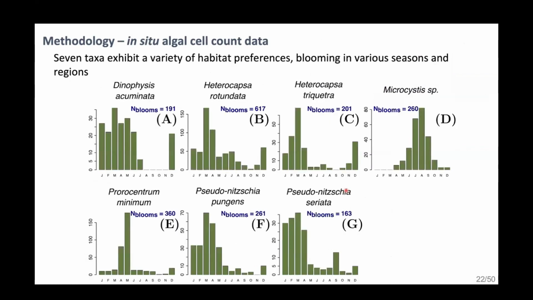Another factor that we really wanted is to get more generic conclusions. And that's why we focus on 7 algal taxa that cover various seasons and regions. And here I show you the temporal distribution of the 7 taxa we focus on. On the y-axis is the number of blooms, and on the x-axis the 12 months, going from January up to December. And what you see is that some species typically bloom in the summer months, such as Microcystis, other species prefer the late spring months, like Prorocentrum, April, May, and other species typically bloom in the winter months, like Heterocapsa.